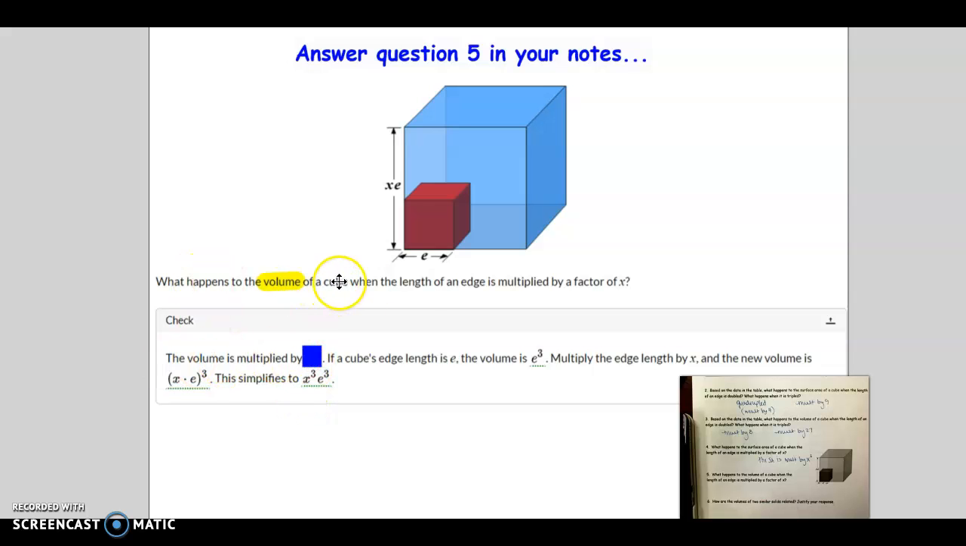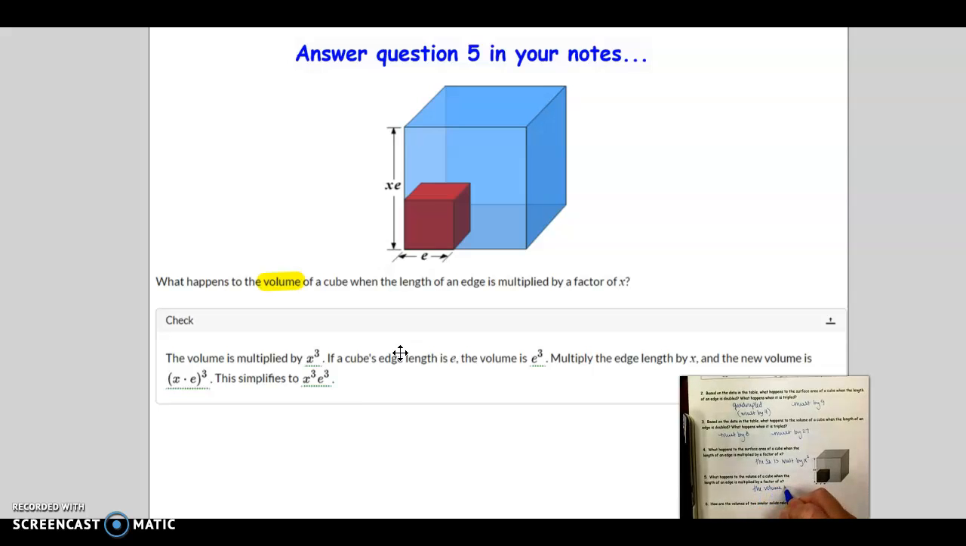So what happens to the volume of a cube when the length of the edge is multiplied by a factor of x? The volume is multiplied by x cubed.